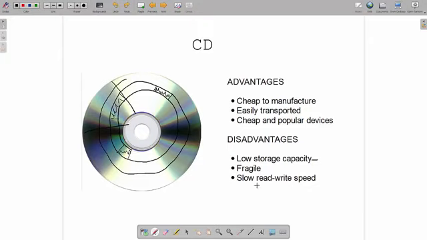When we say read-write speed, what we mean is how fast they can take data onto them, so we can write to them, and how fast we can take data off them. They are slower compared to the other devices that we're going to look at.